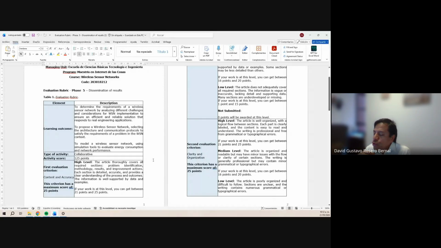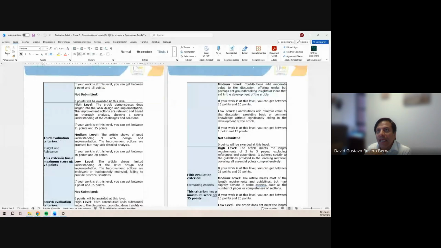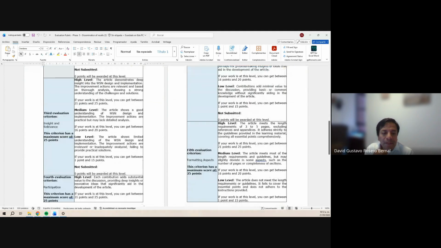Criterion number 2, clarity and organization. The criterion assesses how well the article is written and structured. Criterion number 3, insight and relevance. This criterion assesses the analytical depth of your article. Did the simulation reveal a surprise, what metric underperformed or differed from your expectations, something like that. The criterion number 4 is the participation. This is the only individually assessed section.